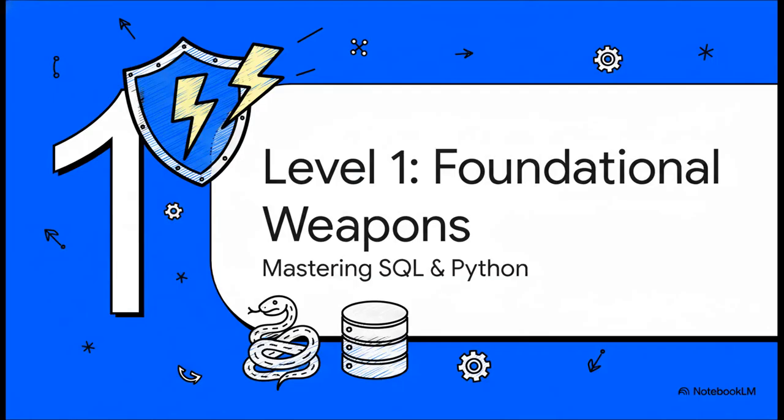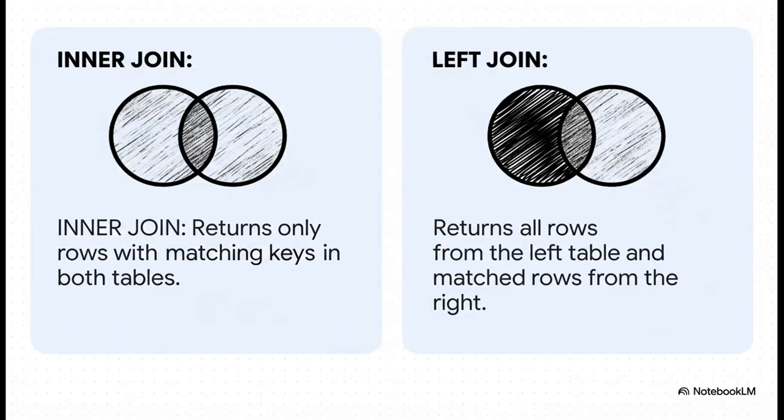Okay, level 1. Every great warrior needs their core weapons, right? For a data engineer, that's SQL and Python. These are the absolute non-negotiable fundamentals. And honestly, SQL is often the very first and most important gate you have to get through. So when it comes to SQL, joins are everything. The key is knowing exactly what data you want to keep.